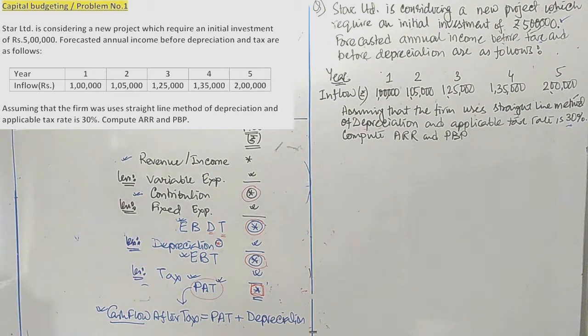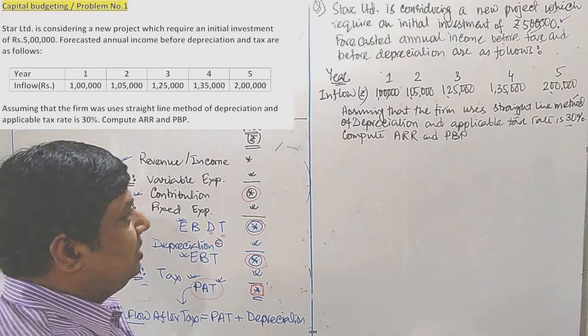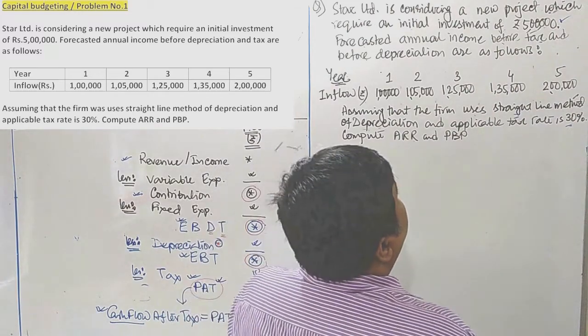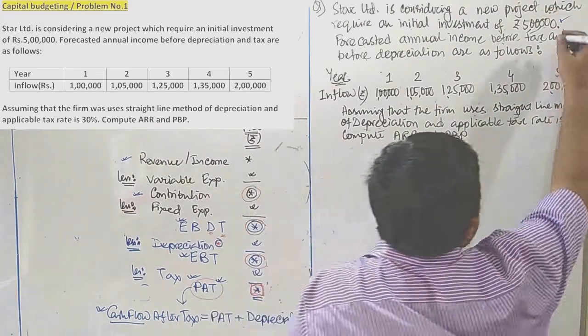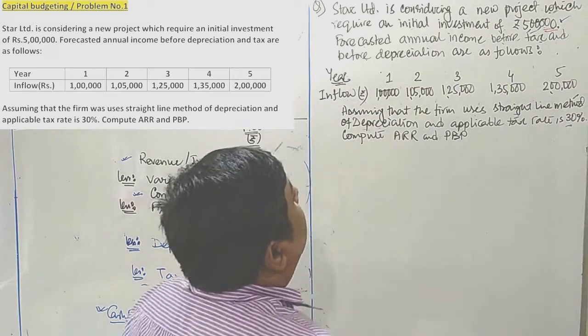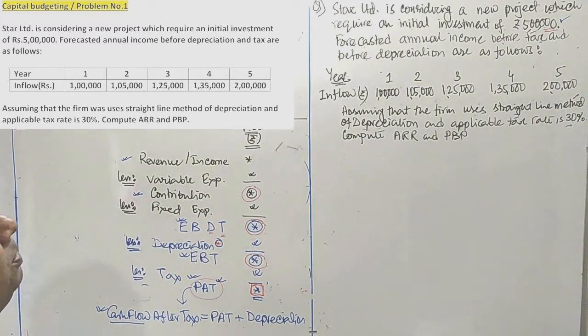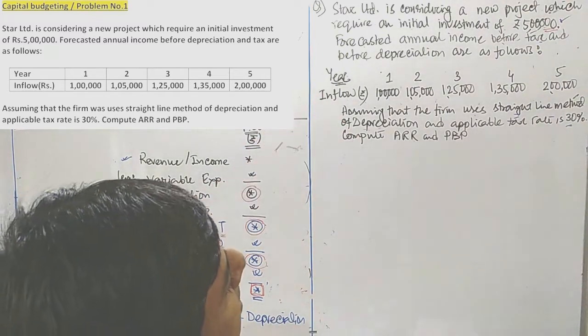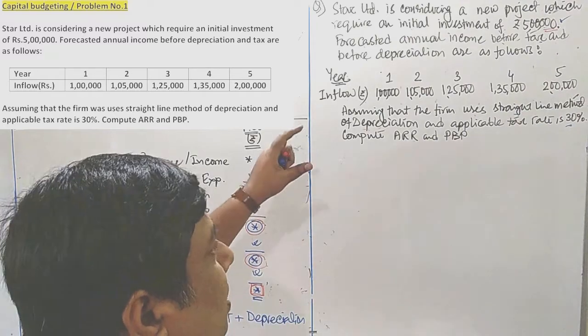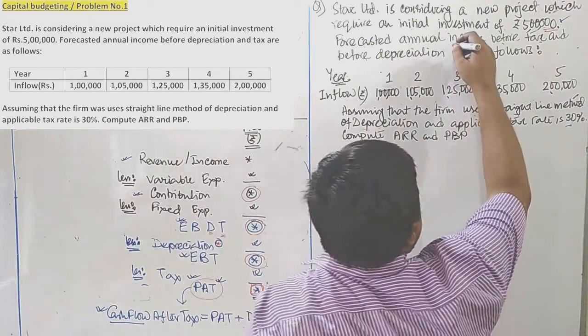Star Limited is considering a new project which requires an initial investment of rupees 5 lakhs. The initial investment for the project is 5 lakhs rupees. Then it is given forecasted annual income before tax and before depreciation are as follows. What is the income before depreciation and tax? This line is most important.